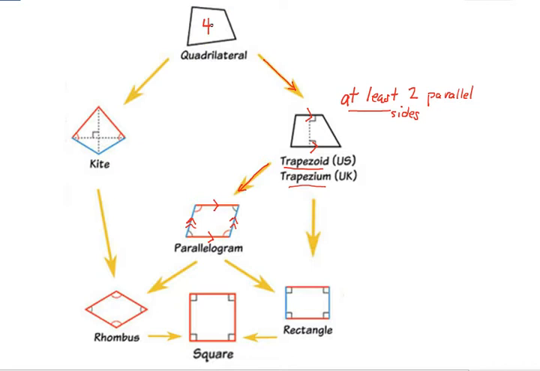So the parallelogram would be considered a special type of trapezoid, since the trapezoid has to have at least two parallel sides, and the parallelogram has two sets of parallel sides.